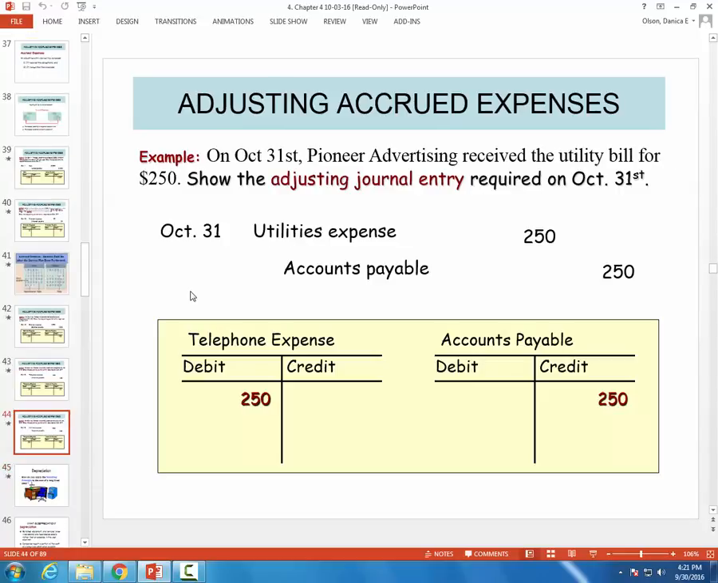In this example, we receive a utility bill that we will pay next month. We need to record the expense in October, so we debit the utilities expense for $250 and credit our accounts payable for $250. Utilities expense is on the income statement. It increases with a debit. Accounts payable is on the balance sheet. It increases with a credit.